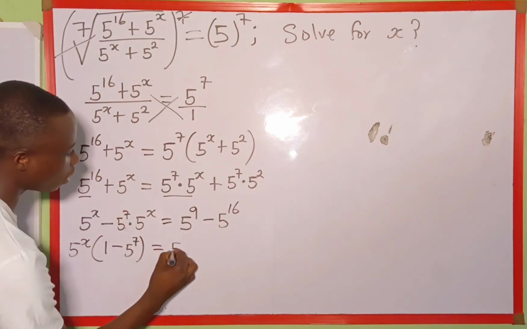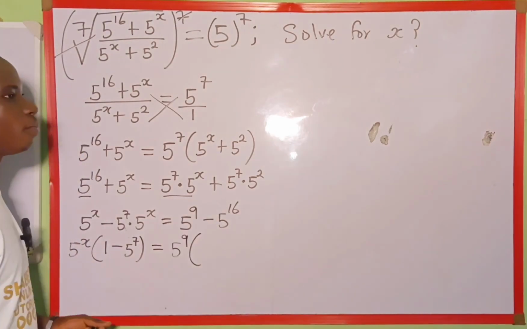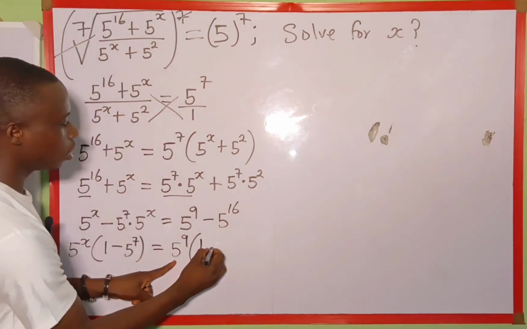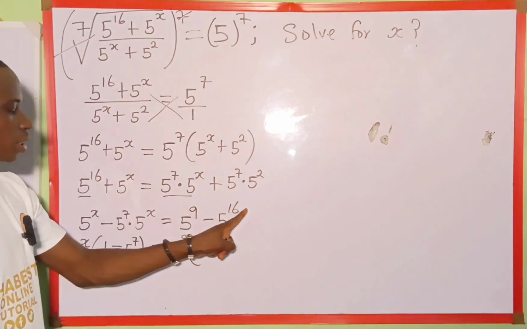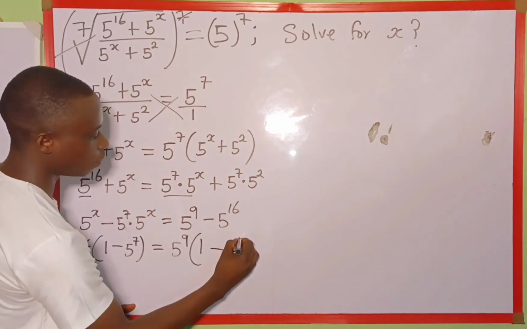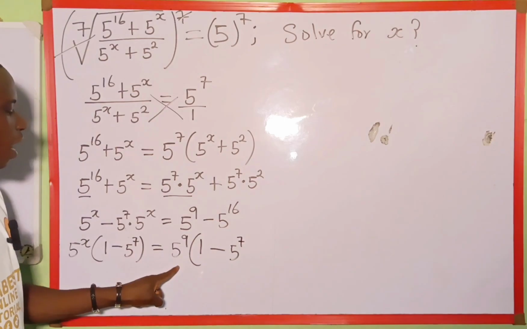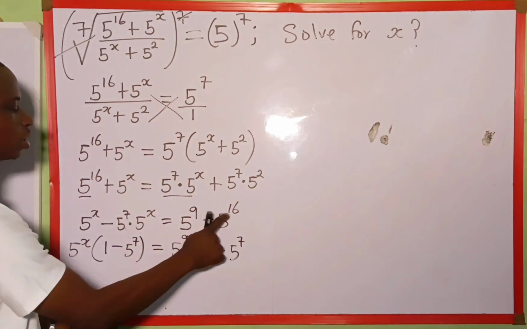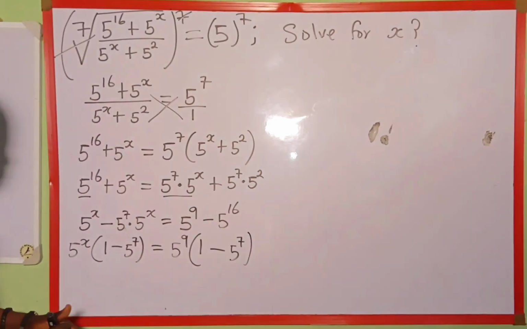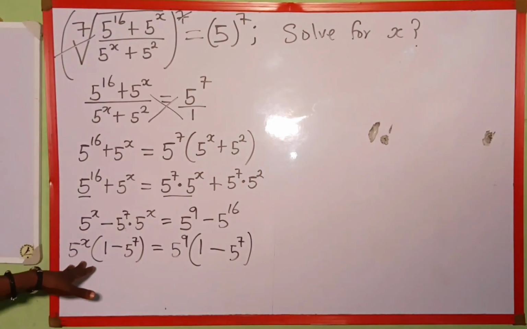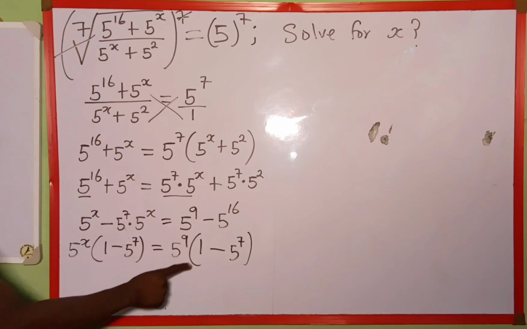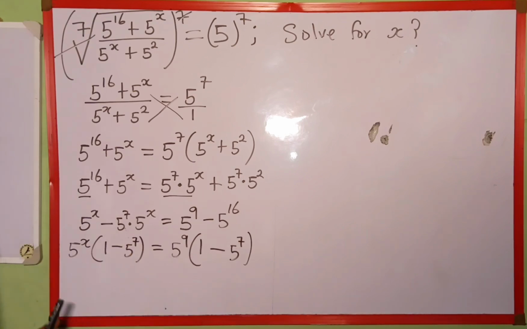So we factor out 5 to the power of 9, then we open bracket. 5 to power 9 divided by 5 to power 9 will be 1, then minus 5 to power 16 divided by 5 to the power of 9 is going to give us 5 to the power of 7. Because when you divide, then you subtract the power. 16 minus 9 is going to be 7. Now the next thing we are going to do, if you look at this equation, both the left and the right hand side, we notice that we have 1 minus 5 to power 7. 1 minus 5 to power 7, they are the same.